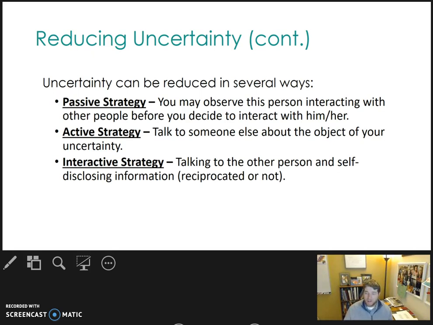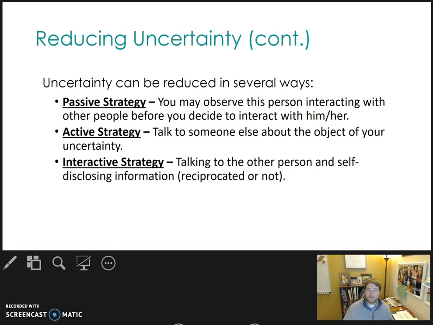The active strategy is you talk to someone else about the object of your uncertainty. So let's just say you've got this person in class you're sitting next to, you think you might like them in that special way. They've got something about them, but you're not really sure. You need to reduce some uncertainty before you actually talk to them. You would talk to someone else about it, okay?